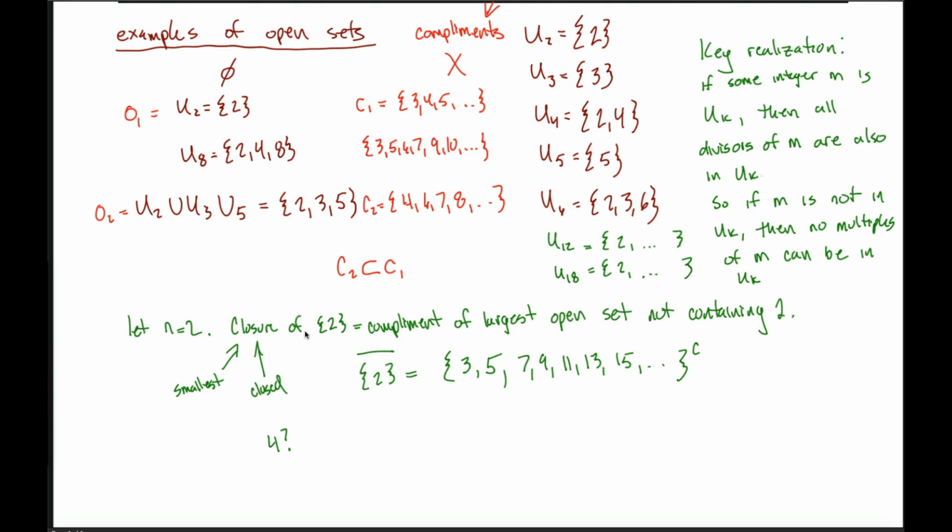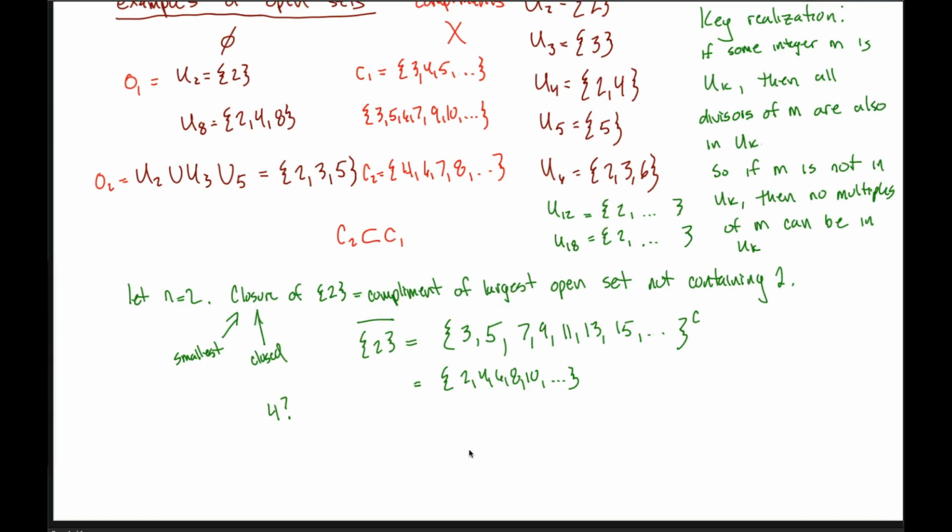What I'm saying is the closure of this set that only contains 2 is just the complement of this set that does not contain any multiples of 2. What's the complement of this set that doesn't contain any multiples of 2? It's the set that contains all the multiples of 2. Closure of 2 is just all the even numbers, or even integers greater than or equal to 2.